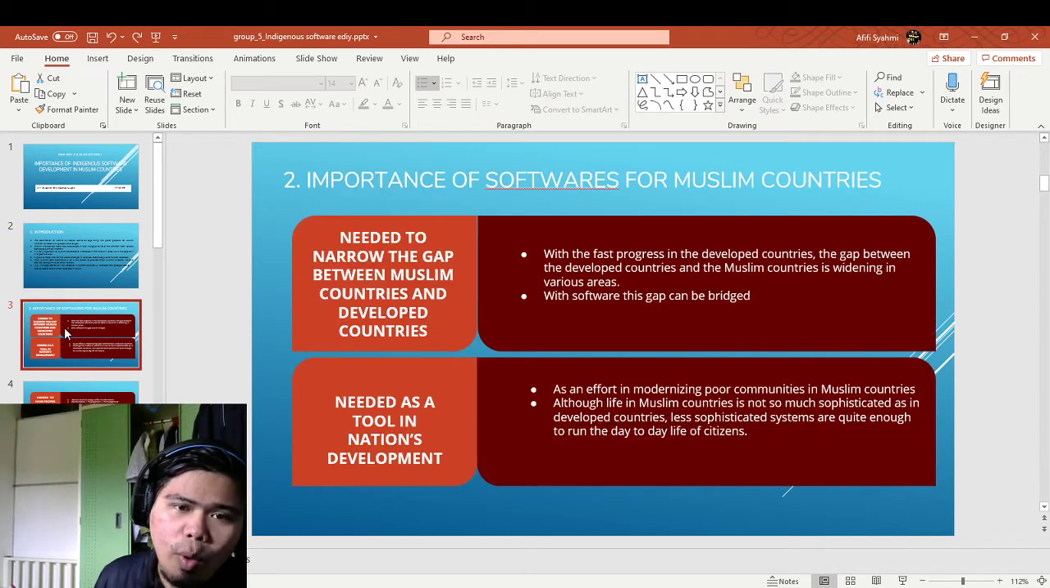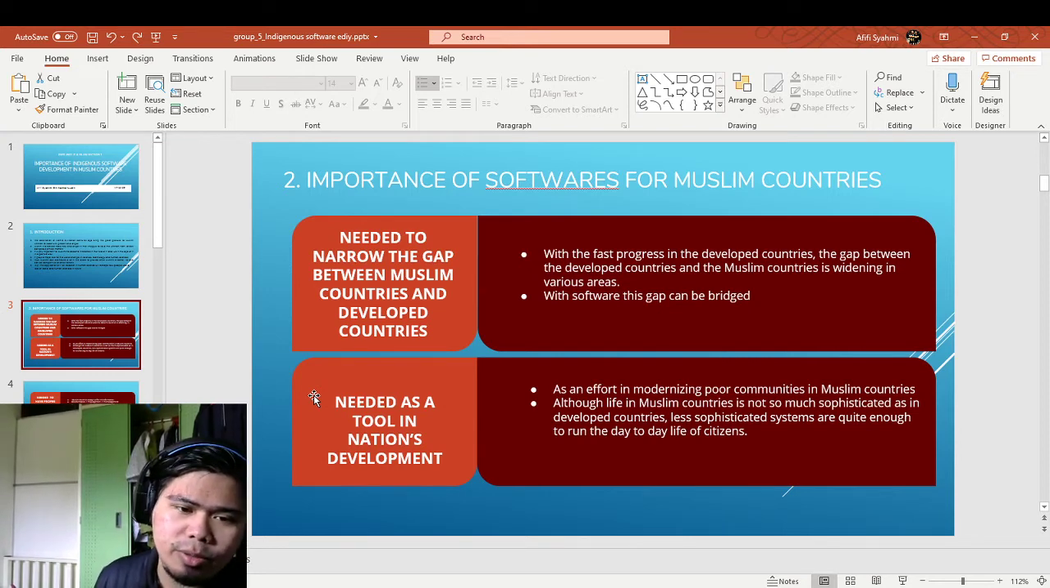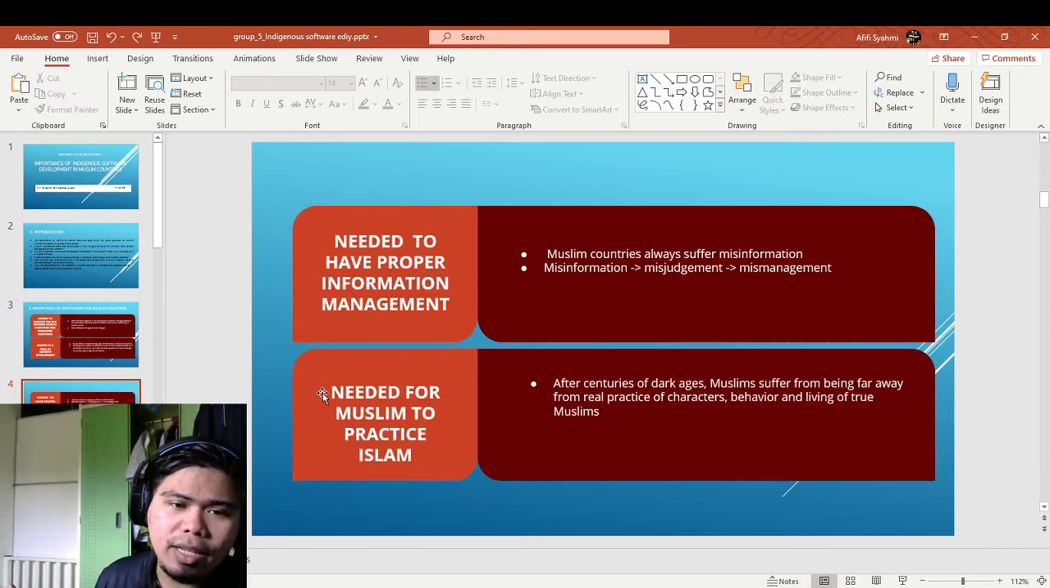So then, why is software important? First is to narrow the gap between Muslim countries and the developed countries. We can see that there's a huge gap in terms of development and technology. So with this software, the gap can be bridged. Next, this software is needed as a tool in nation development, as an effort in modernizing poor communities in Muslim countries. So it's very important.